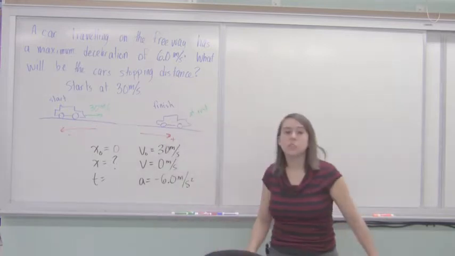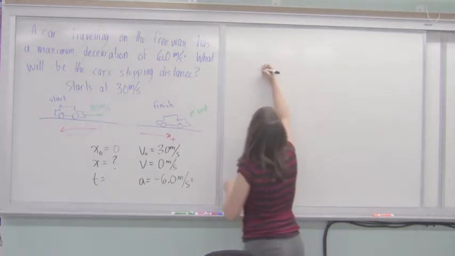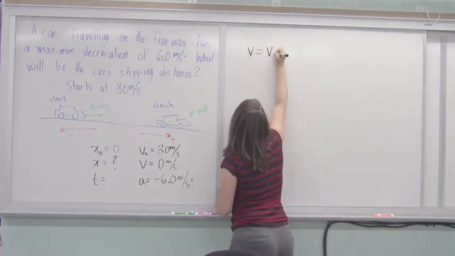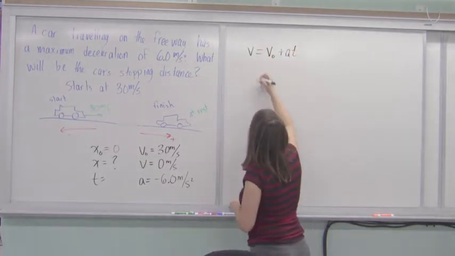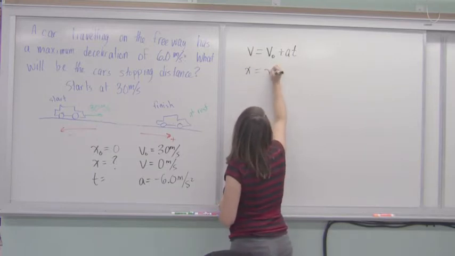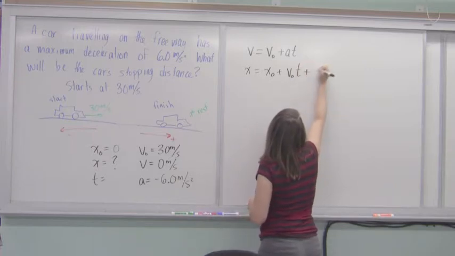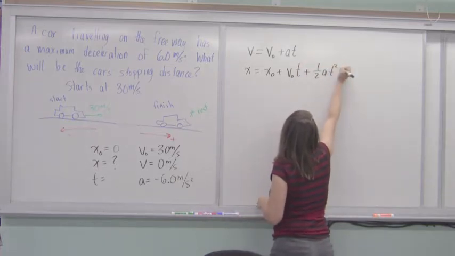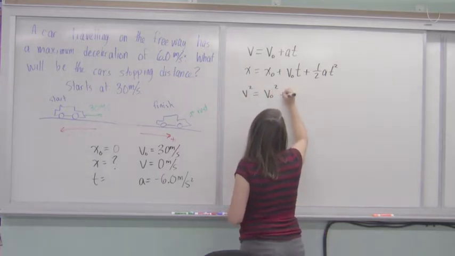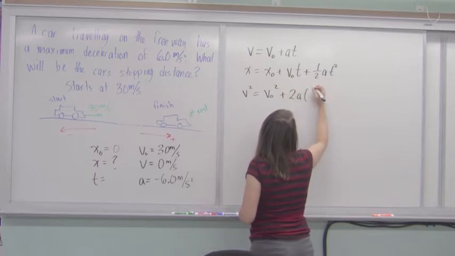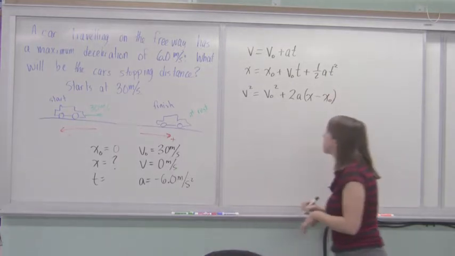Okay, now I need to choose what formula I am going to work with. The main formulas I usually work with are these ones. Final velocity equals initial velocity plus acceleration times time. Final position is equal to initial position plus initial velocity times time plus 1/2 acceleration times time squared. And final velocity squared is equal to initial velocity squared plus 2 times acceleration times final position minus initial position.